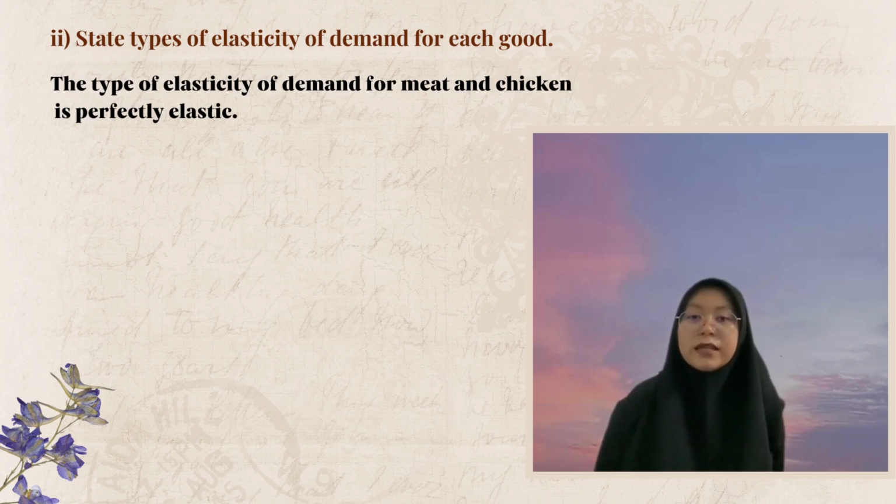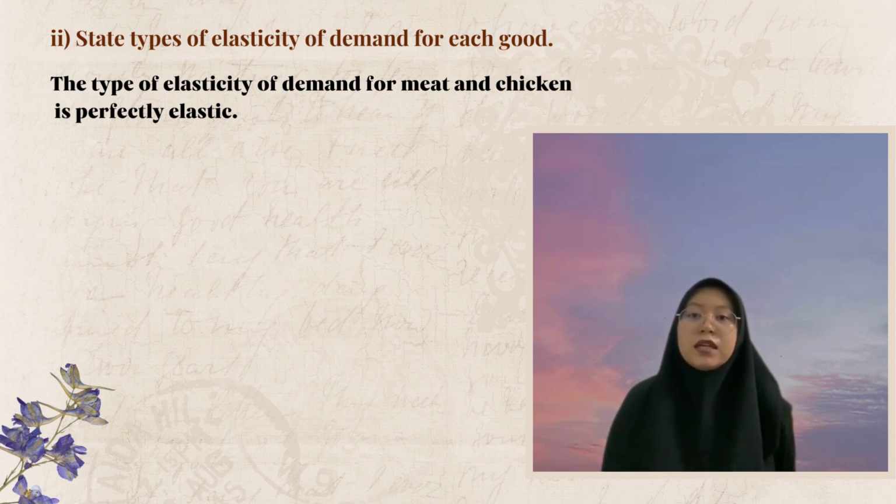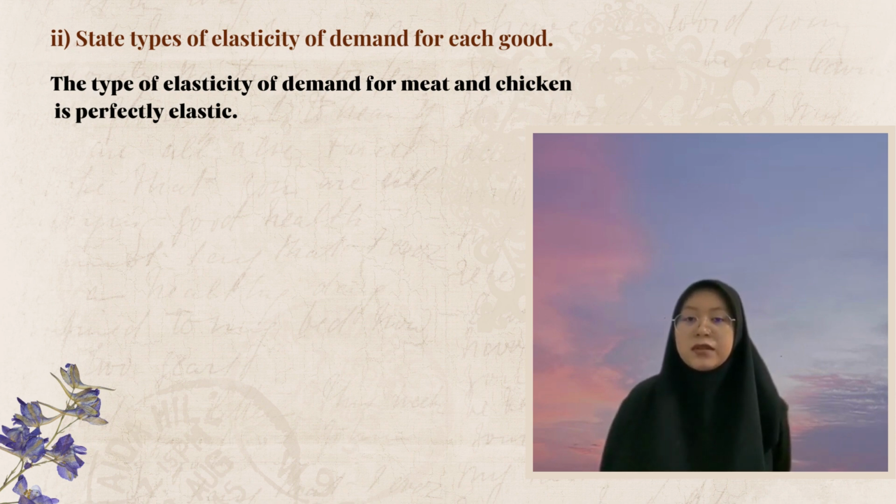Roman 2: state types of elasticity of demand for each good. The type of elasticity of demand for meat and chicken is perfectly elastic. It is because the elasticity of demand can be determined based on the percentage change in the quantity demanded of each good compared to the percentage change in the price of each good. If the percentage change in the quantity demanded of meat and chicken is equal to the percentage change in the price of meat and chicken respectively, then the type of elasticity of demand is perfectly elastic.